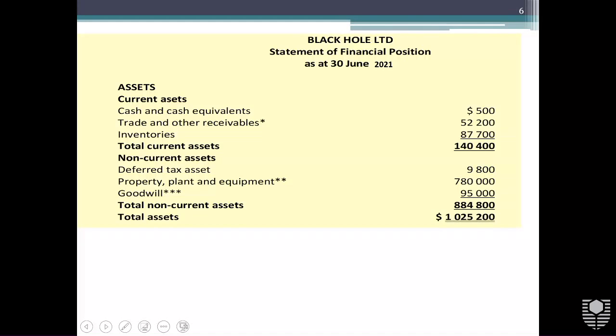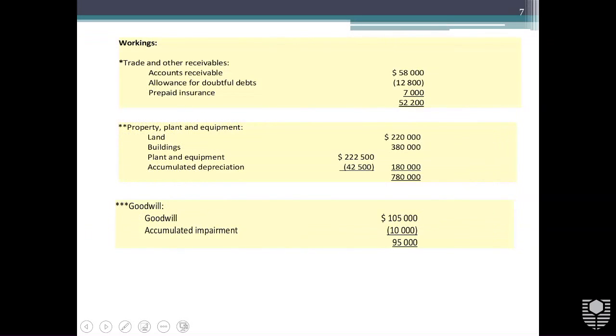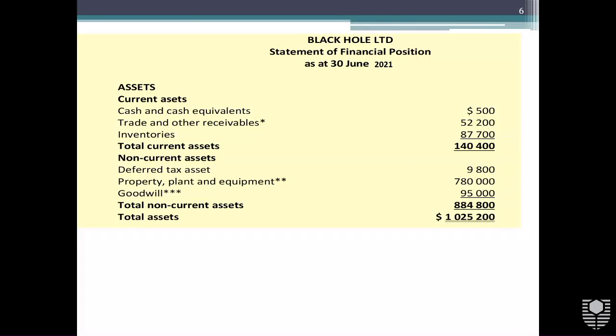So it's currently in our trial balance there at $105,000, but we have an impairment there of $10,000. So $105,000 minus the impairment gives us $95,000 as a current valuation. Total up your non-current assets, add your current and your non-current together, gives you $1,025,200. So we've ticked off quite a few items off our list.